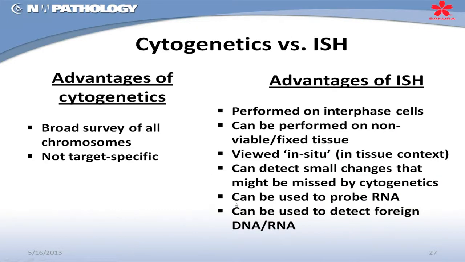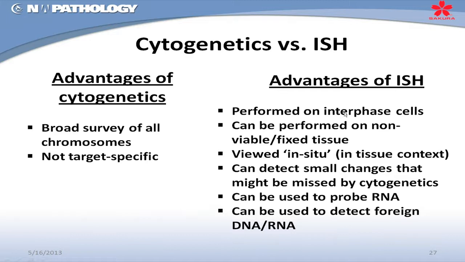So to compare the uses and advantages of cytogenetics versus ISH, again, cytogenetics does not have a specific probe, it's just a broad survey of all the chromosomes. So we don't need to know exactly what we're looking for when we use cytogenetics. We can just find any unexpected abnormalities that there might be.